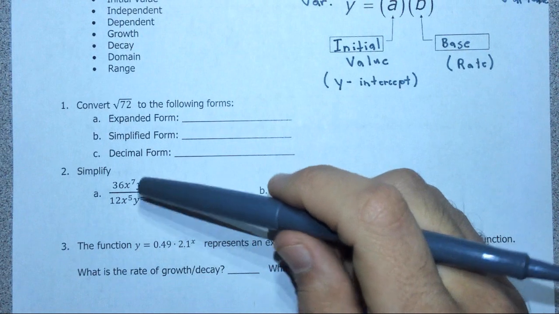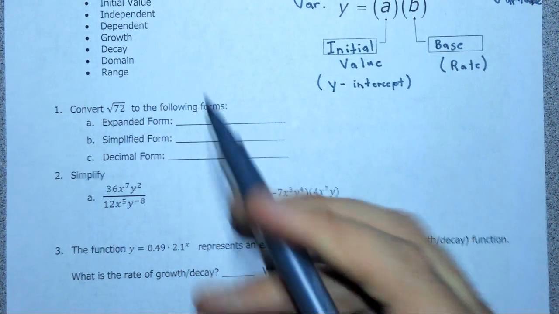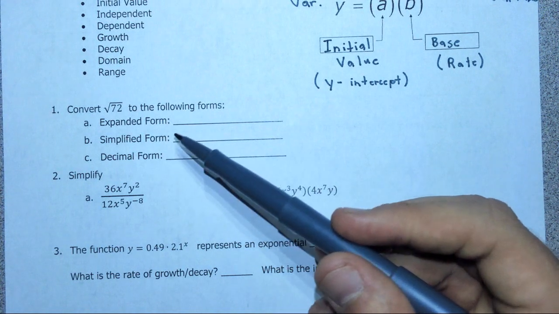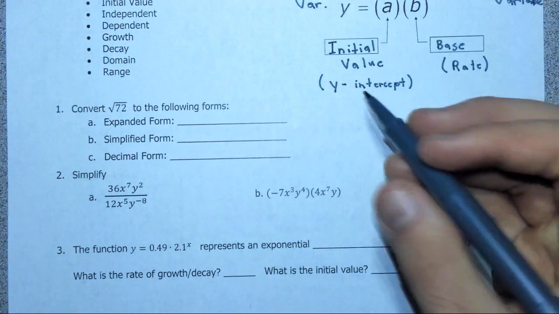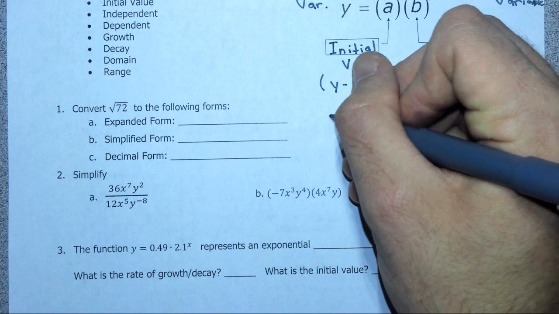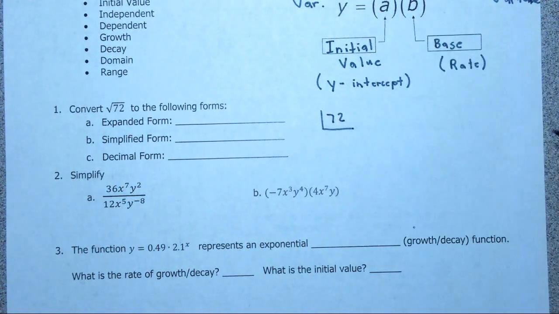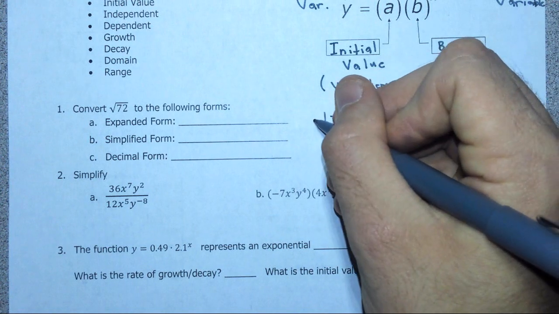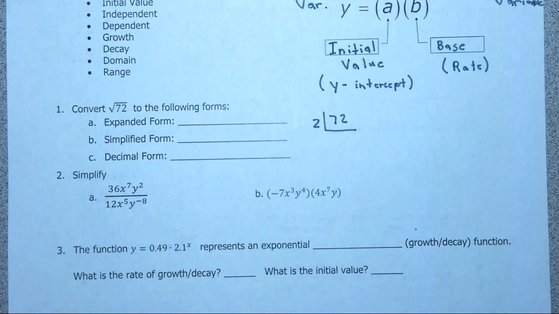Alright, so the first part, the actual math part. I want to convert the square root of 72 into three different forms. Expanded form, simplified form, decimal form. Well, expanded form, I do my upside down division thing. So I take my 72 and I divide it by a small prime number. Well, it's even, so let's divide by 2.